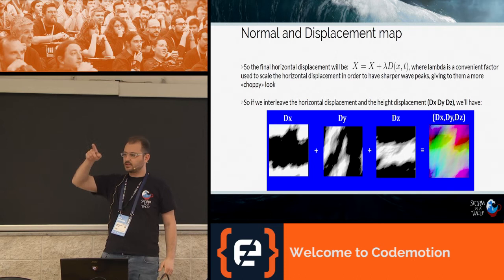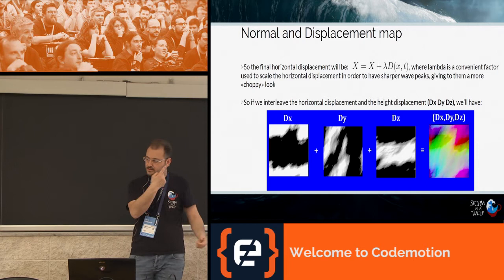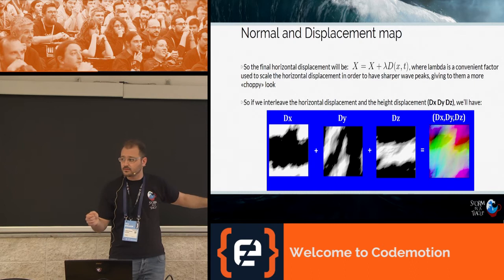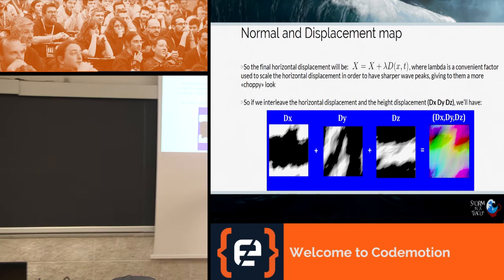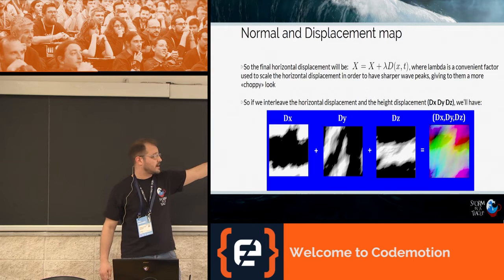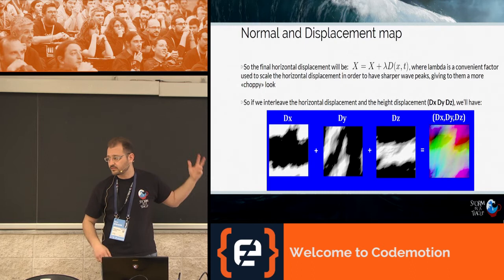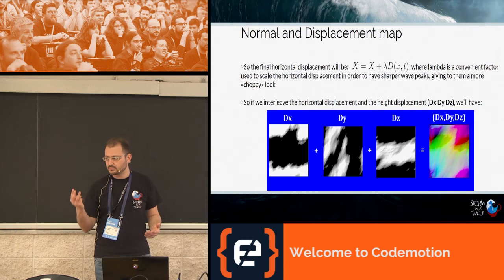So you want to fine-tune that lambda to have that, which is to have basically a choppy look to the waves. So most of the time it's called the choppiness parameter, which is used to control that thing. So if we interleave those textures, we get this, which is a color-coded version, basically an interleave of that in RGB. Basically, we put every value in RGB of the texture. So we perform one texture lookup instead of three. Texture lookups are expensive, so we want to perform one texture lookup. Okay? One to rule them all, basically.